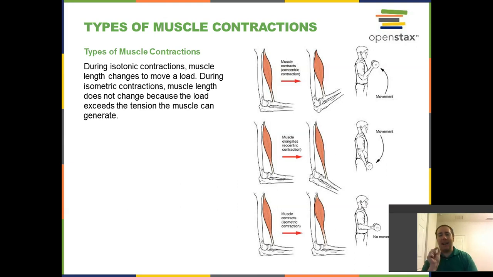The prefix iso always refers to same. We saw this with isotonic. We had two solutions that were the same concentration. Metric, think of a measurement, right? Same measurement, same length. This is a contraction that's needed to hold an object in place. So we have concentric contraction, which moves it up, an eccentric contraction, which moves it down, and an isometric contraction, which maintains it in one place.